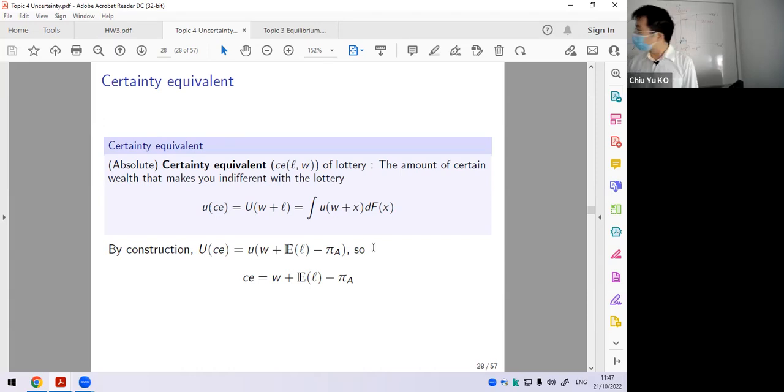Why we care about this is because if I know the CE, then I know how they behave, right? You give me a lottery, and I just behave as if I look at the CE. So whenever I give a CE, then I'm done.